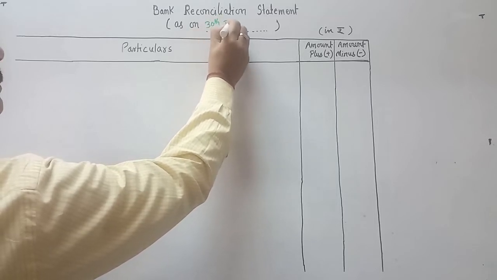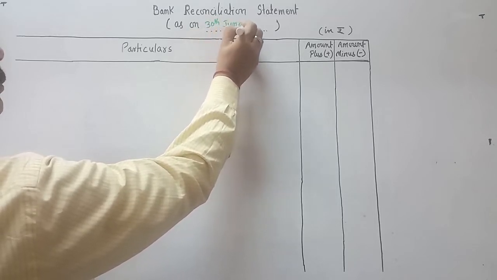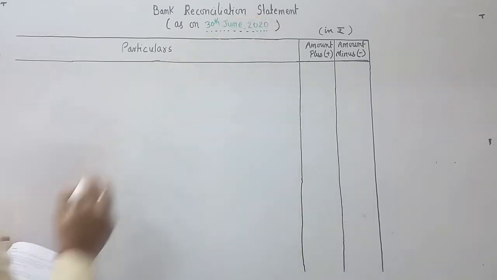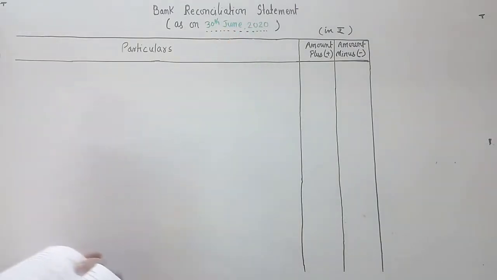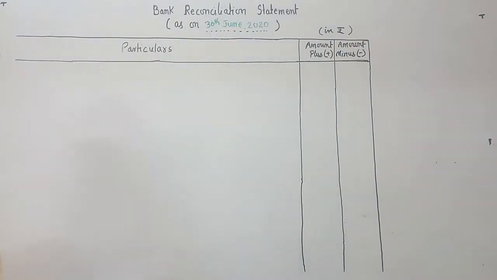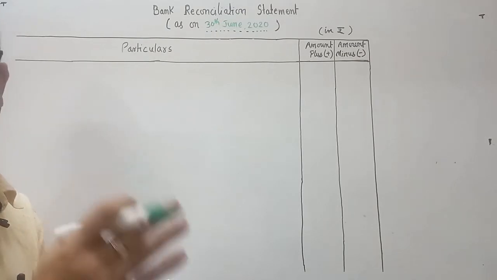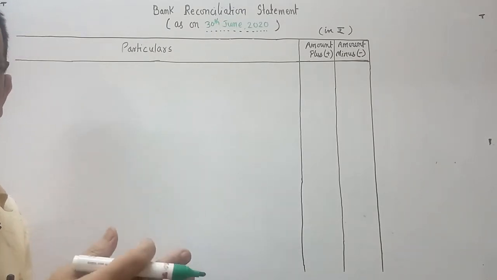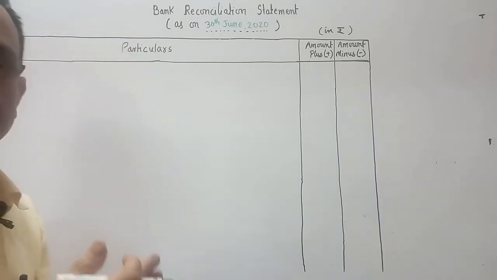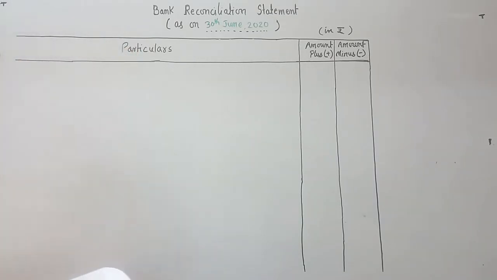This is the date of reconciliation. This date is very important. On this date we have to see whether the amount is debited or credited in the cash book or passbook or not up to this date. If not, then we have to reconcile it.